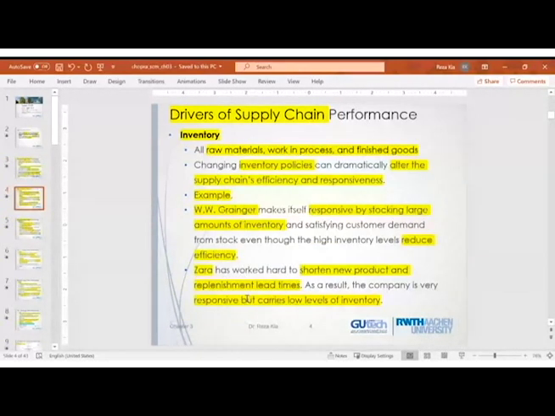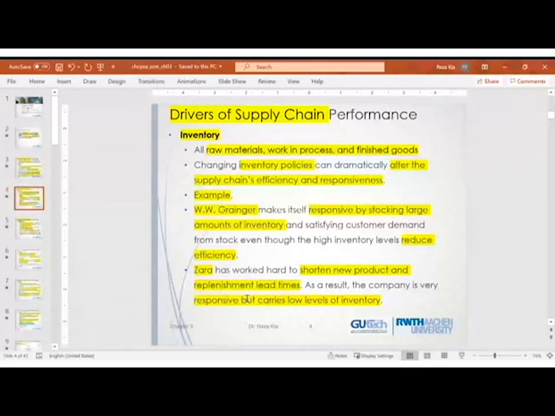First I'm just introducing the drivers, and then we will study the role of each driver in more detail in this chapter. The other driver is inventory. What is inventory in a supply chain? Any kind of raw materials, purchased parts that should be assembled, work in process, and finished product. All of these can be considered inventory. And by changing the inventory policy, the efficiency and responsiveness of your supply chain can be changed.